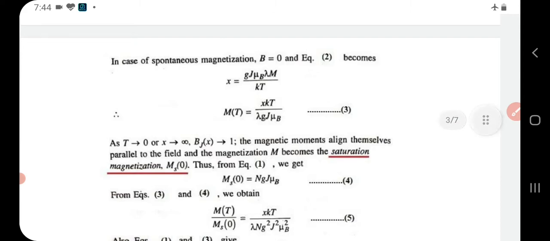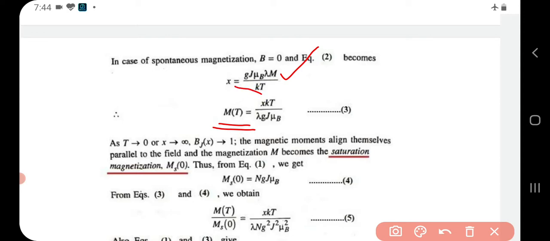From there you can write the value of M. Here M_T means magnetization at temperature T. This M is equal to x kT by lambda g J mu B, equation 3.